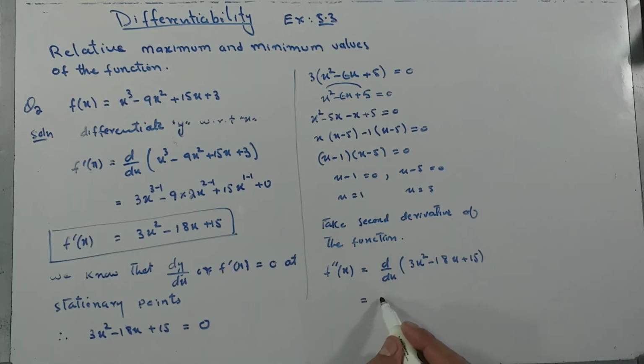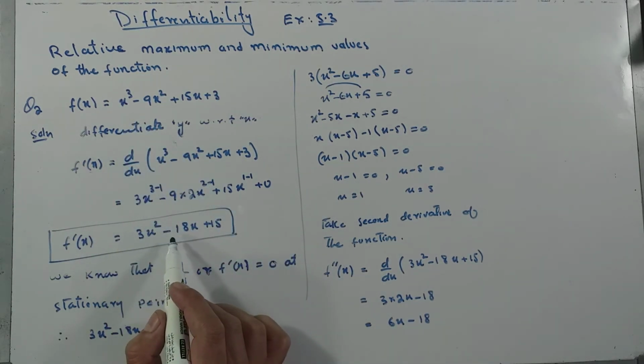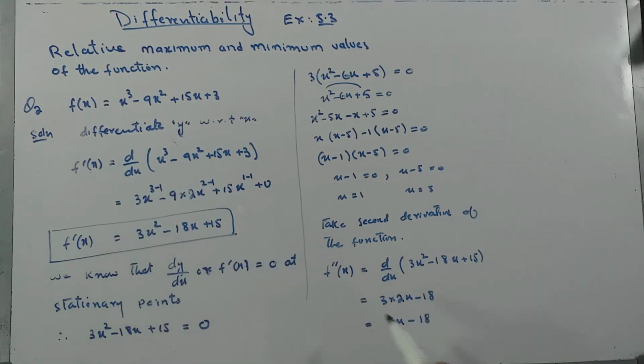We will use the power rule: 3 into 2x minus 18, which is 6x minus 18. Now this is the second derivative of this function. The first derivative is this one, and we got the second derivative of this function is this one.